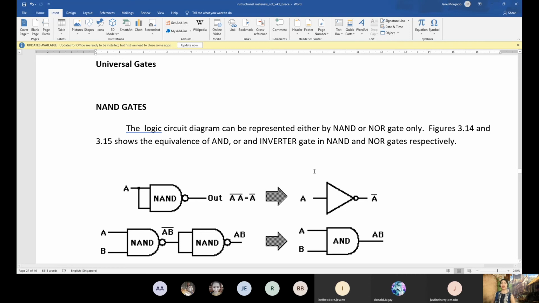Okay. So universal gates again. There are two universal gates. So we have NAND gates and NOR gates. So NAND and NOR again can be classified as universal gates.